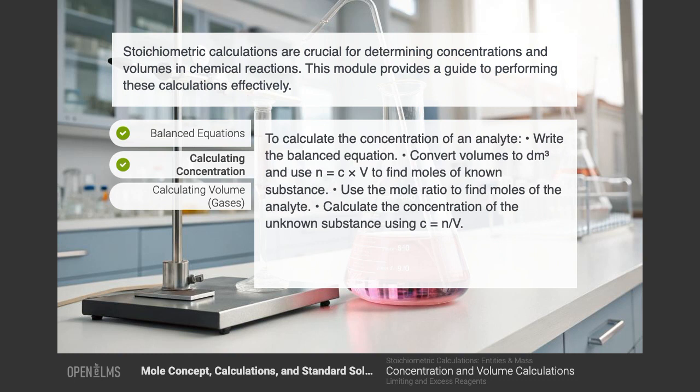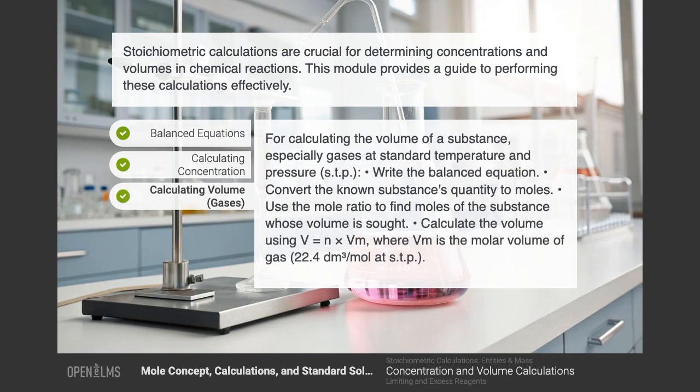To calculate the concentration of an analyte, write the balanced equation. Convert volumes to dm³ and use n equals cV to find moles of the known substance. Use the mole ratio to find moles of the analyte. Calculate the concentration of the unknown substance using c equals n over V.